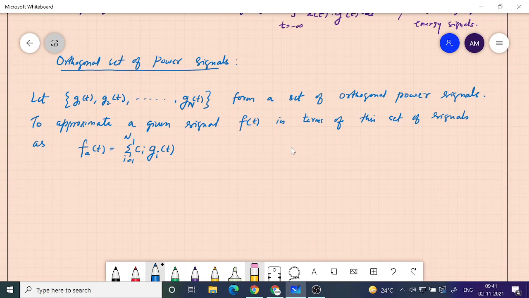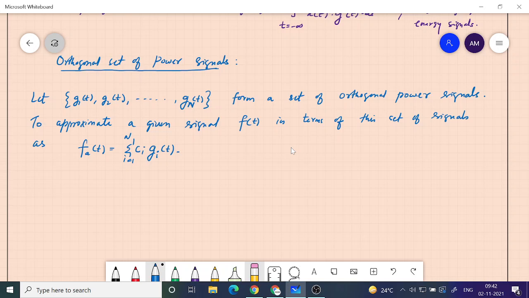Almost everything is the same, so I can skip this derivation. There is no need to derive the same thing again, because we have already seen the full derivation yesterday. But I want to emphasize that this derivation as well as this concept is very central to signals and systems. We have a signal f of t, which is in general a complex signal, and we want to express it in terms of this set of orthogonal functions or orthogonal signals in the set.